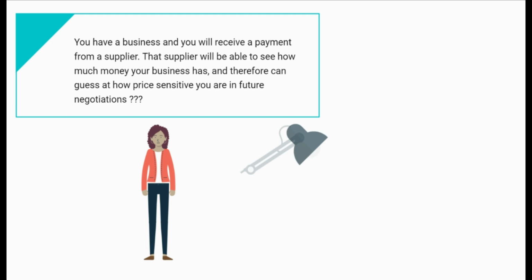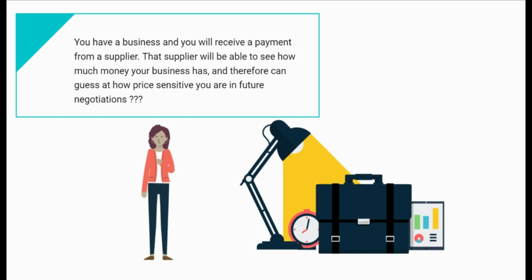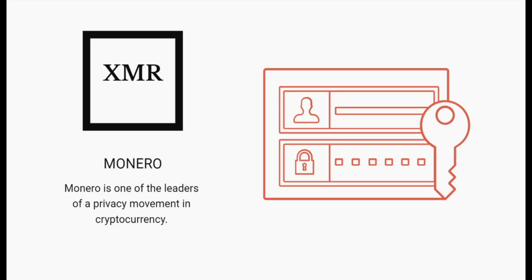Let's check another example. You have a business and you will receive a payment from a supplier. That supplier will be able to see how much money your business has, and therefore can guess at how price sensitive you are in future negotiations.